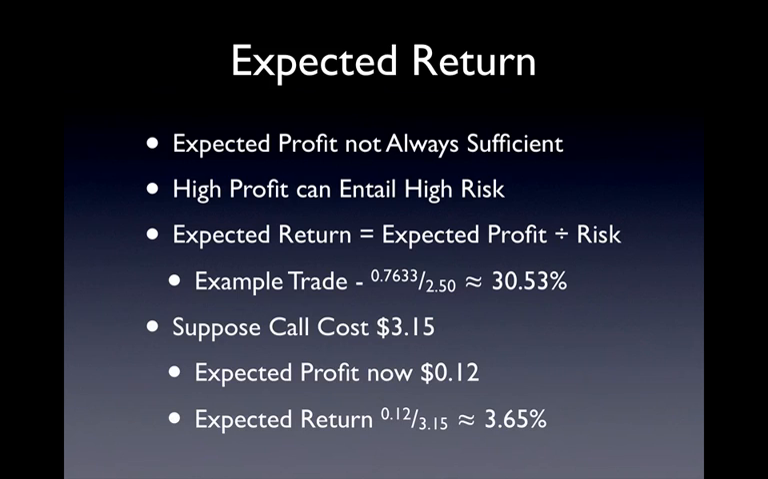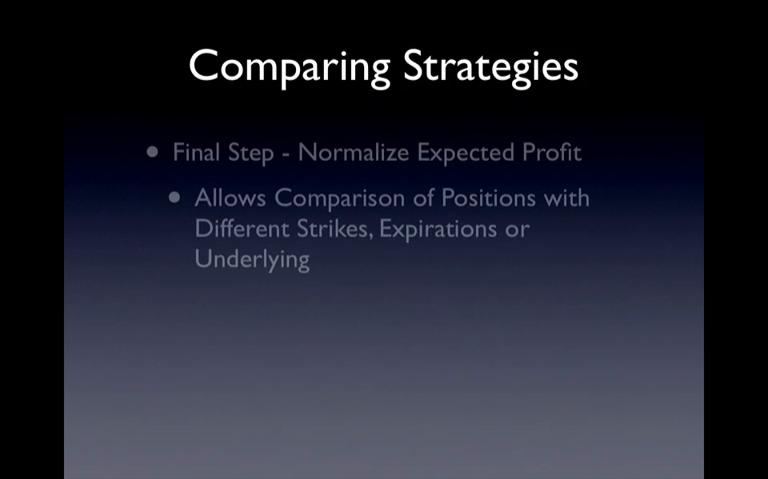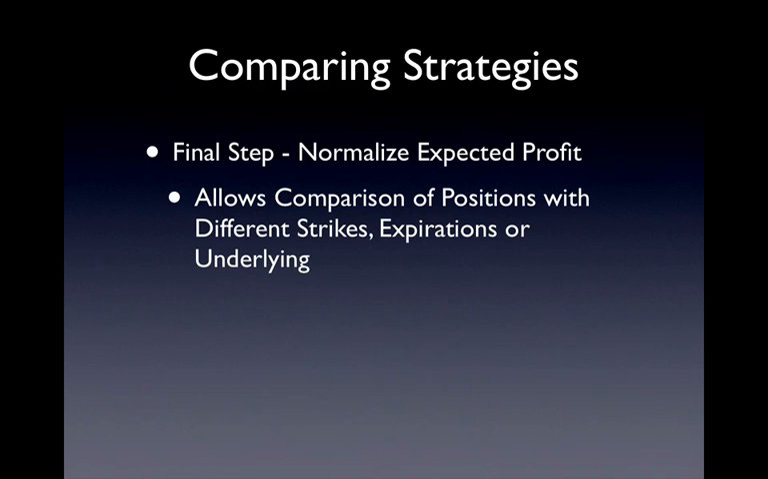Suppose now that the cost of the call was actually $3.15. That would reduce the expected profit to approximately 12 cents for an expected return of 3.65%. So even though the trade still has a positive expectation, a return of 3.65% does not seem worth the risk. This conclusion is subjective and has to be weighed against alternative uses of the trading capital. Perhaps 3.65% is not a bad return given general market conditions. This type of comparison highlights another use of expected return. Similar to the comparison on the previous slide, different positions can be compared using expected return.